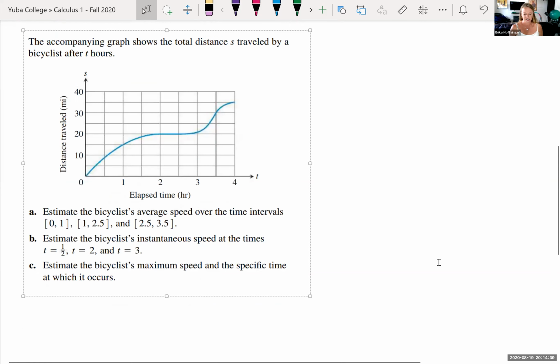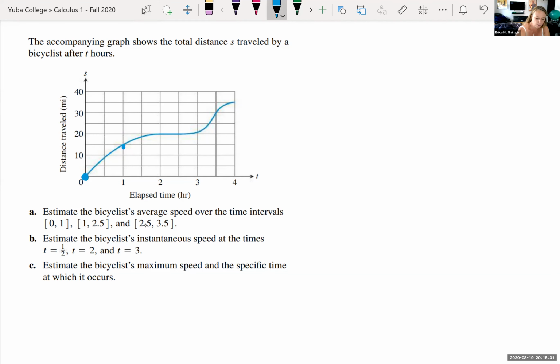Okay, so we're looking at the following example. You're given a graph showing the total distance S traveled by a bicyclist after T hours. Our vertical axis S is the distance traveled, and our horizontal axis T is the hours that have elapsed. We want to estimate the bicyclist's average speed over the time intervals. The first one says we want to look at the interval between 0 and 1. So we want to find the average rate of speed from when they started to this point 1 here.